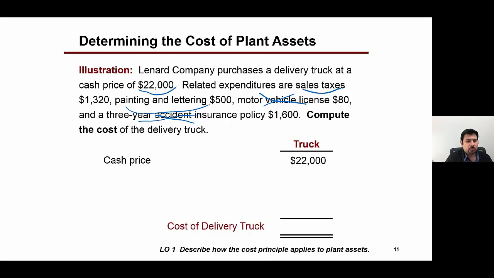As a result, the cost will be $22,000 plus $1,320 plus $500, and that would be the total cost of the truck.